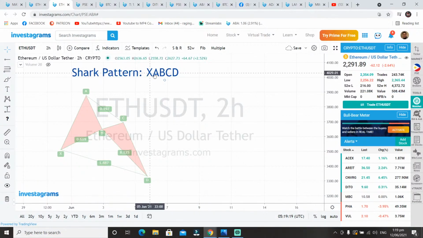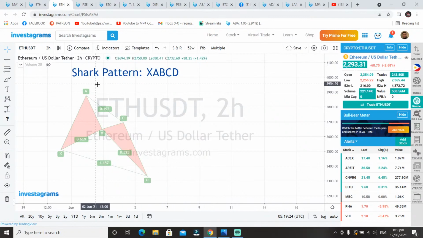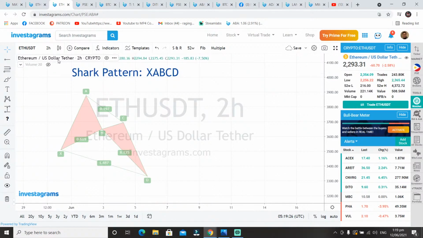You should perform a minimum of 100 practices per pattern. 100 practices with the Gartley pattern, 100 practices with the Cypher pattern, and more than 100 practices with the chart pattern. Okay, so again, we have X to A.